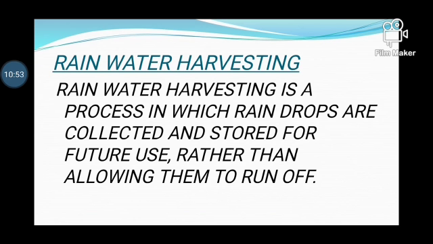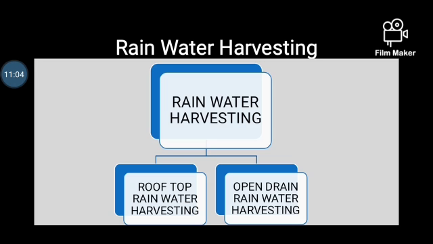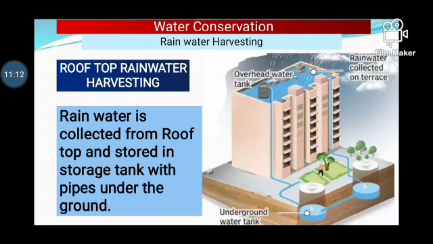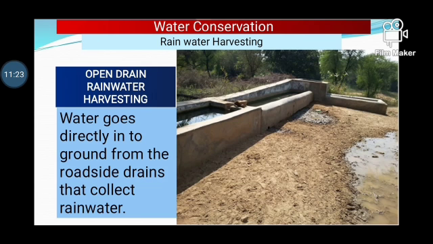Rainwater harvesting. Rainwater harvesting is a process in which raindrops are collected and stored for future use rather than allowing them to run off. There are two types of rainwater harvesting: rooftop rainwater harvesting and open drain rainwater harvesting. Rainwater collected from rooftops is stored in a storage tank with pipes under the ground. In open drain rainwater harvesting, water goes directly into the ground from roadside drains that collect rainwater.